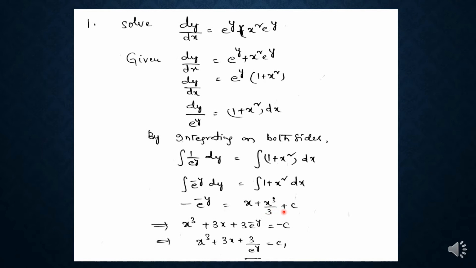Now by taking the LCM, we can write it as x cube plus 3x plus 3 e power minus y is equal to minus c. This can be written as x cube plus 3x plus 3 by e power y is equal to c1. This is the required general solution for the given differential equation.